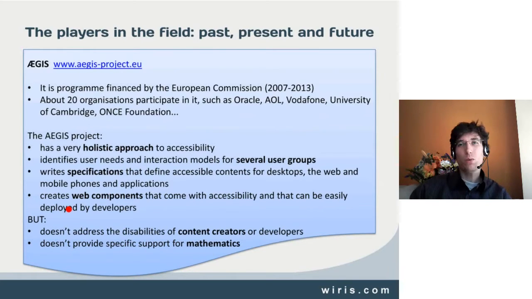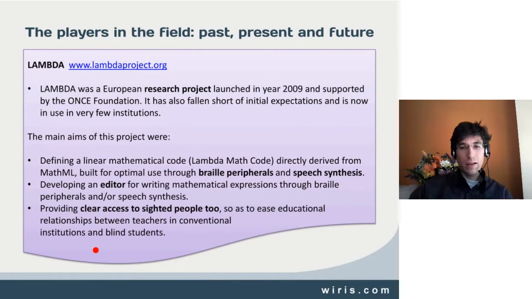I'll go now to the more specific ones. Lambda project, launched in 2009, also focused on accessibility from the blindness point of view, and they have worked on, as you can see on the second point, developing an editor for writing mathematical expressions through braille peripherals and speech synthesis. So this is some also very new things, also at their starting point. So there's not very much that has been implemented.